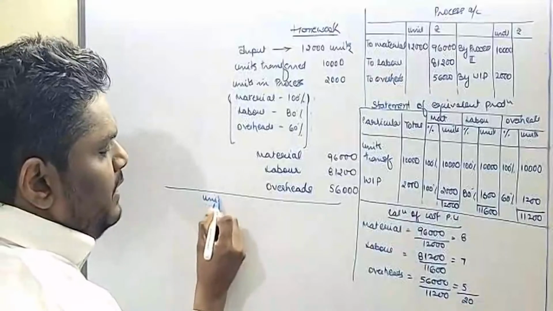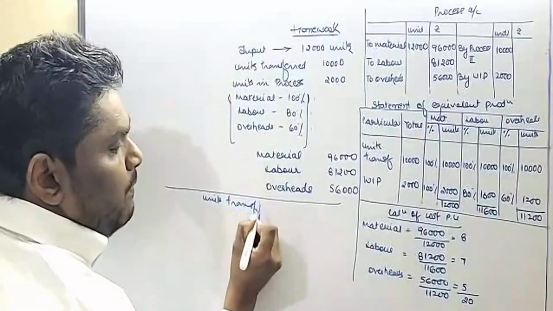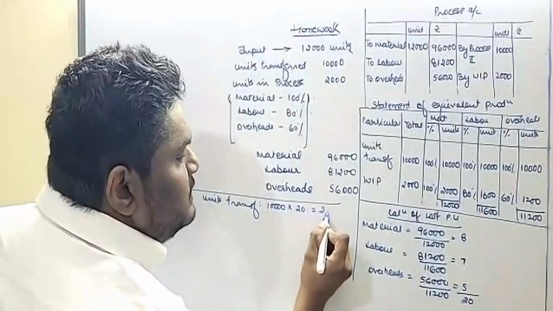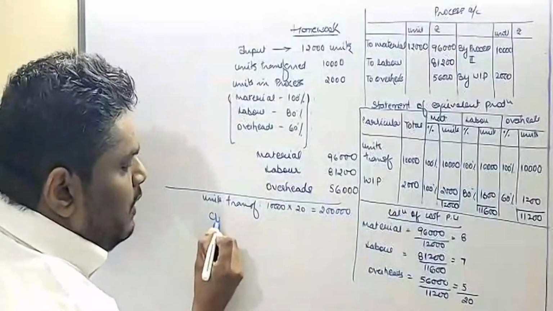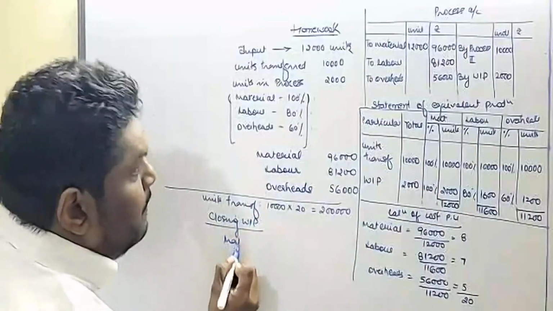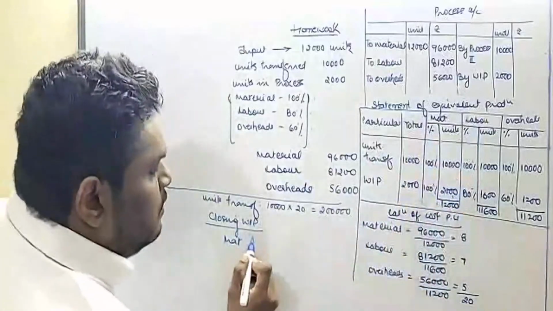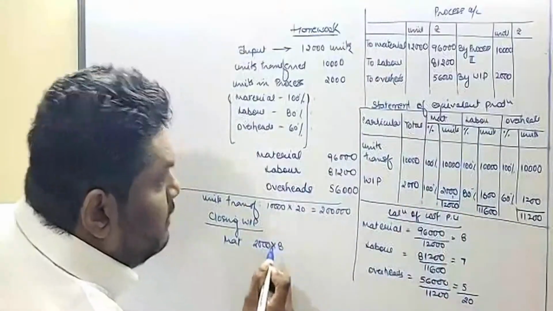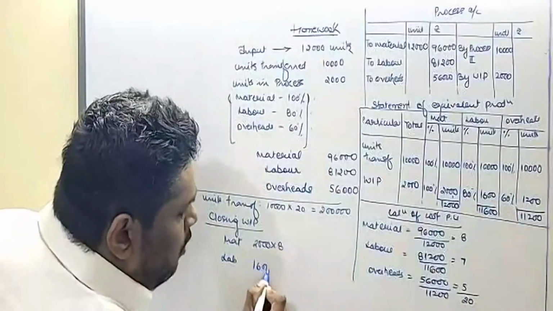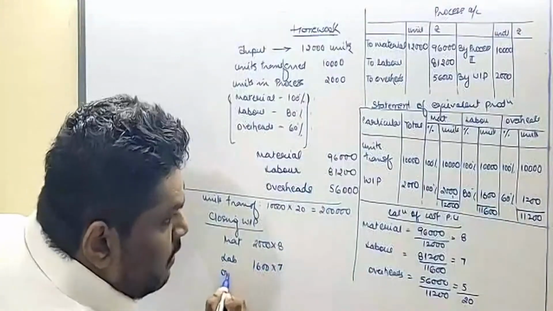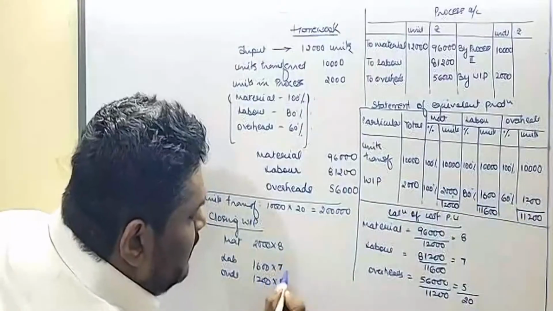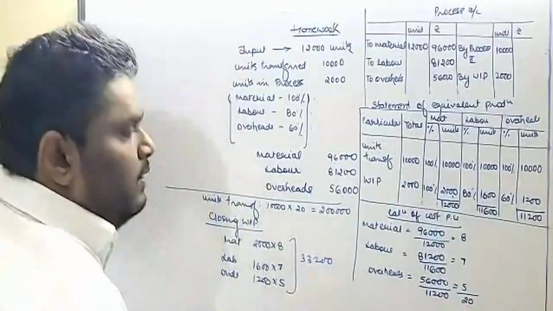So when talking about units transferred, this will be 10,000 into 20, that is 2 lakh. When talking about closing work in progress, material is 2,000 units, so 2,000 into 8. The equivalent number of units of labor are 1,600, so 1,600 into 7. And the equivalent number of overhead units are 1,200, so 1,200 into 5. This will be 33,200.